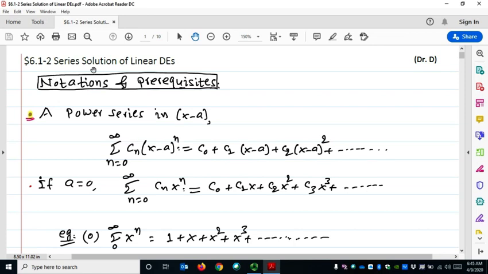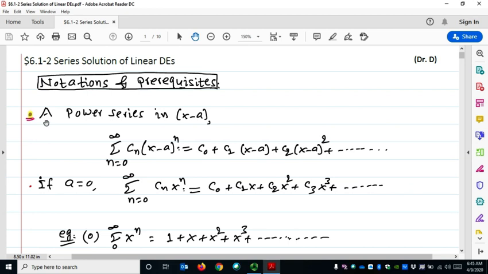Today I'm going to cover series solution of a linear differential equation. So in today's class, my class lecture is divided into two parts. First part, I will review some facts about power series, and in the second part, we actually use power series to solve the differential equations. Okay, so first let me start with notations and prerequisites.